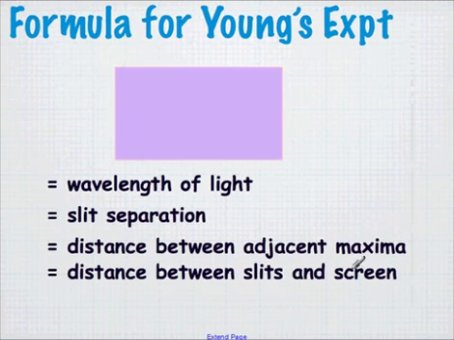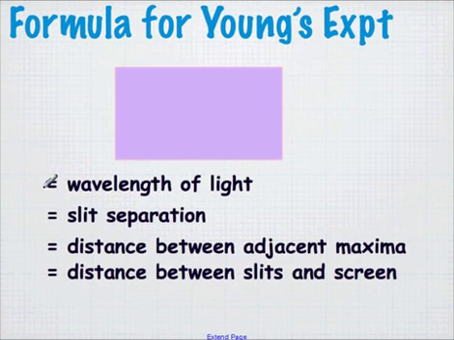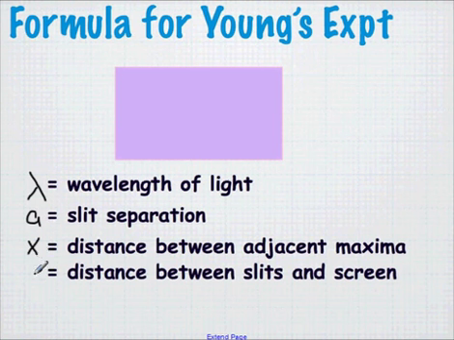Okay, so let's have a look at the formula. Wavelength of light is lambda. Slit separation was A. Distance between adjacent maxima, that's X. Distance between slits and screen, that is D. Okay, so the formula is lambda equals AX over D.